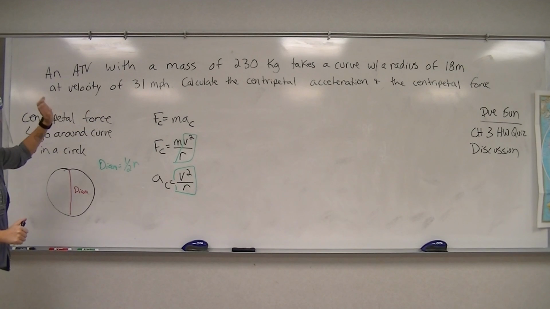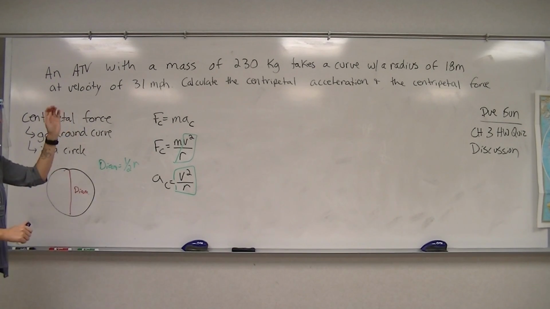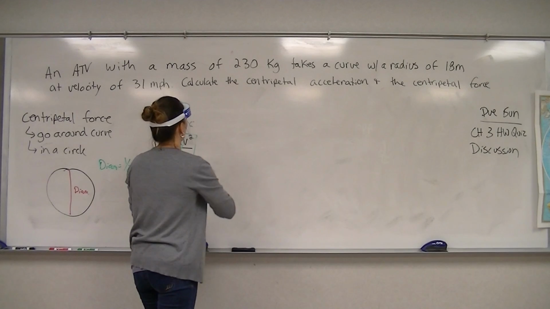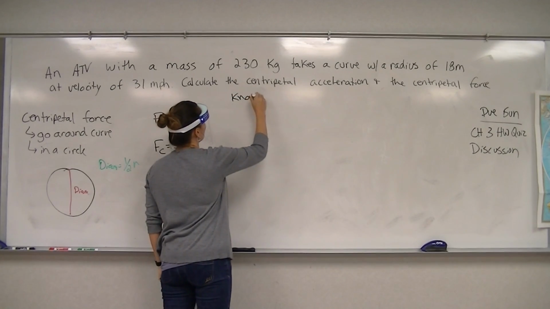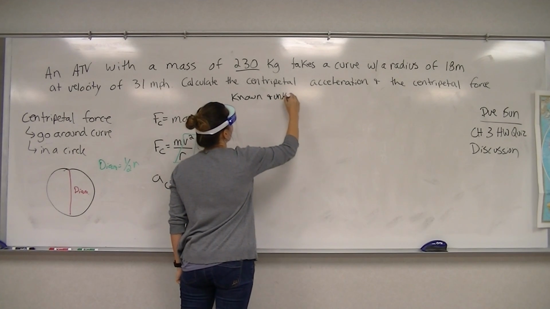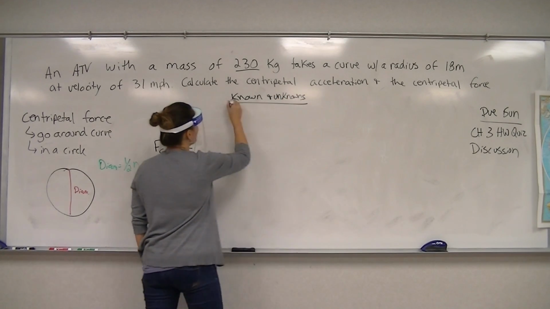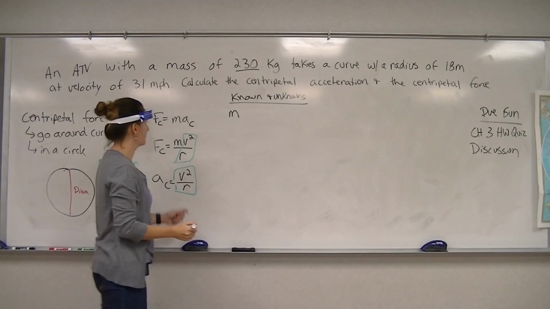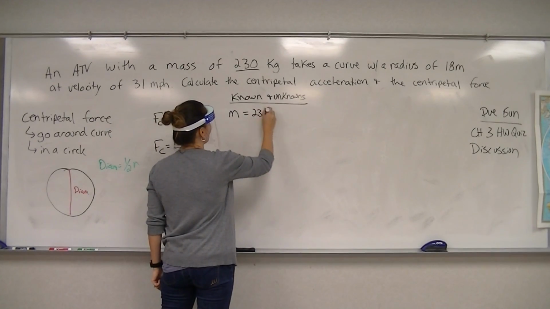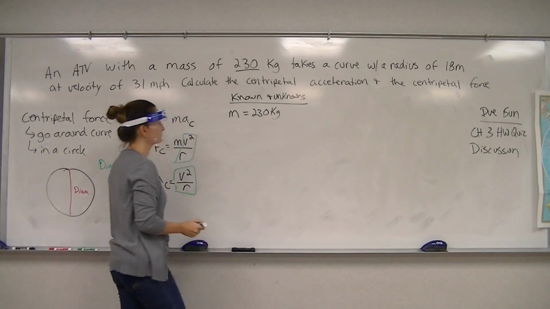So let's read this, approach it, write our knowns and unknowns, and then pick what equation is going to be useful to us. So we have an ATV with a mass of 230 kilograms. So for my knowns and unknowns, my first piece of information is that 230. We just said that's a mass. So the symbol for mass, the variable is m. So m is equal to 230.